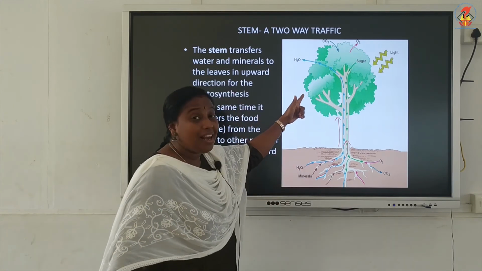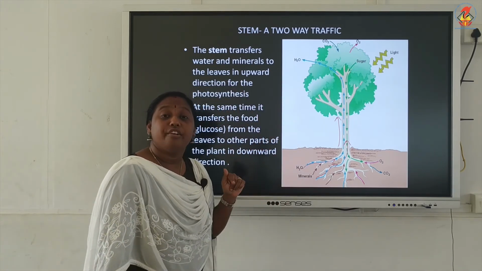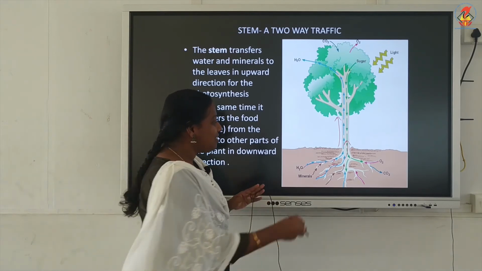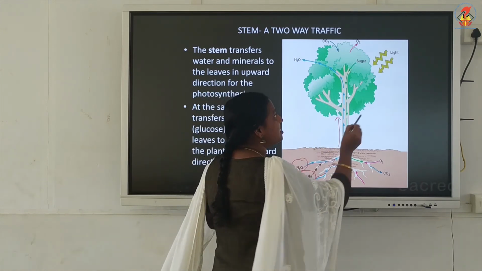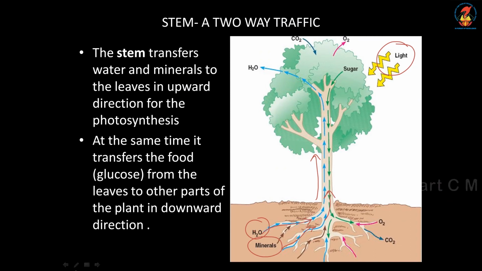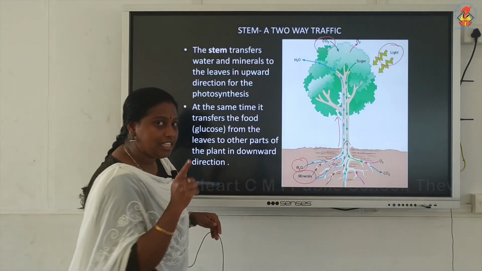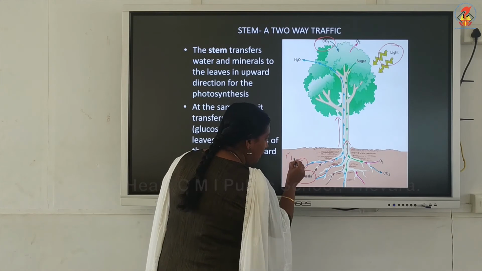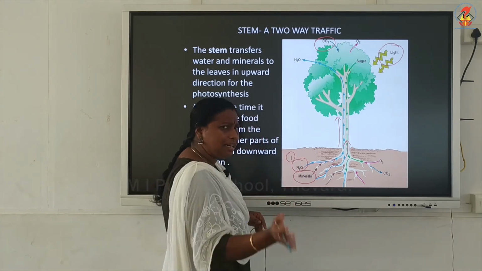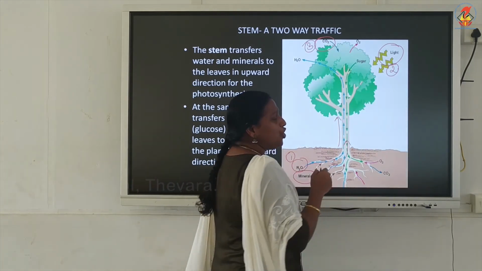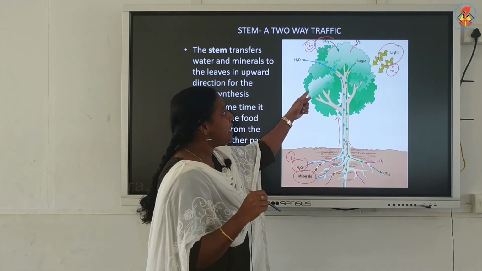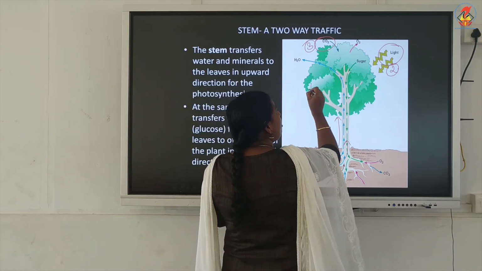The leaf will prepare the food for a plant using this water and minerals in the presence of sunlight and carbon dioxide, a gas which is present in our atmosphere. Using all these materials. So, once more, what are they? Water, number 1. Okay, then along with water, minerals also there. Number 2, sunlight. Number 3, carbon dioxide. Using these 3 materials, the leaf of a plant will prepare the food.